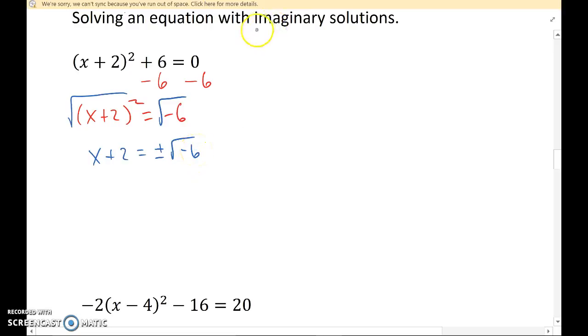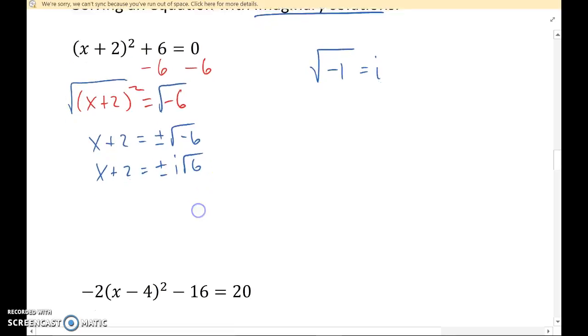But due to the fact that we're having imaginary solutions, this is going to be simplified to plus or minus i radical 6. So when you pull i to the outside, it gets rid of the negative under the radical. The square root of negative 1 equals i. And so that is where we get the i in front of the radical 6. Our next step will be to subtract 2 from both sides, and that gives us a final solution of negative 2 plus or minus i radical 6.